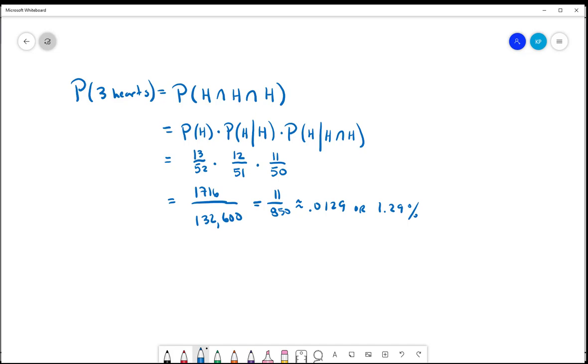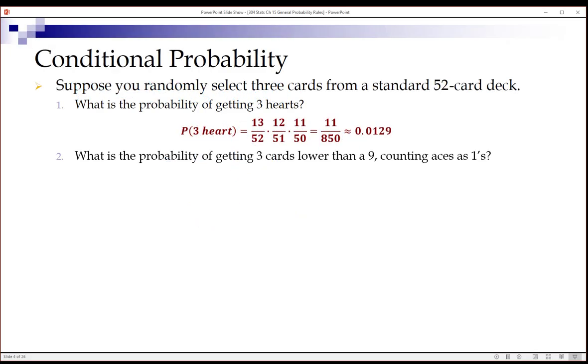Okay, so let's go ahead and try another problem here. What's the probability of getting 3 cards lower than 9, counting aces as 1? Go ahead and pause the video here and see if you can answer this question.